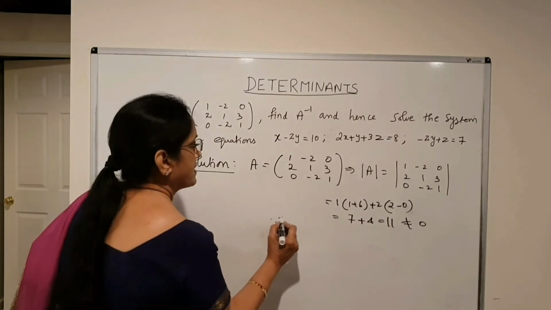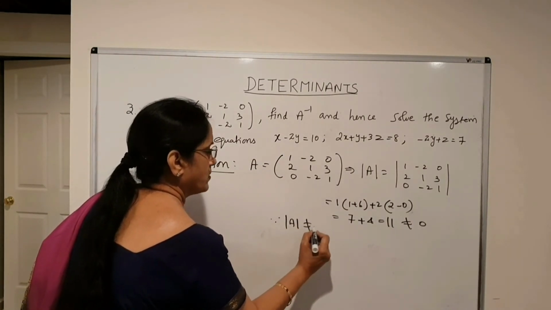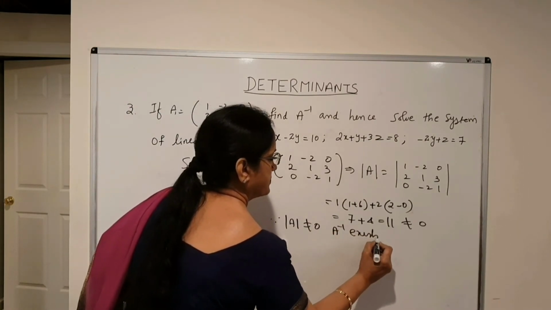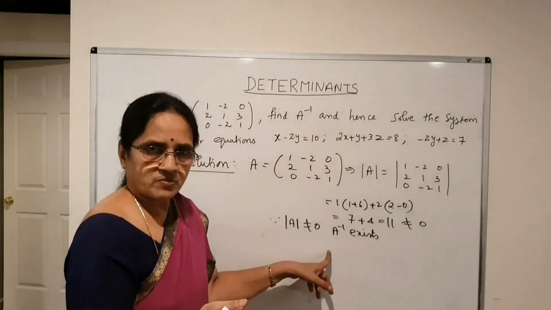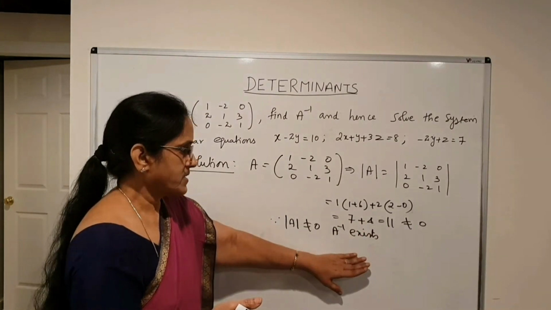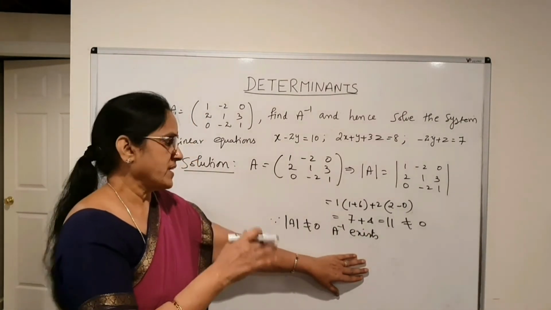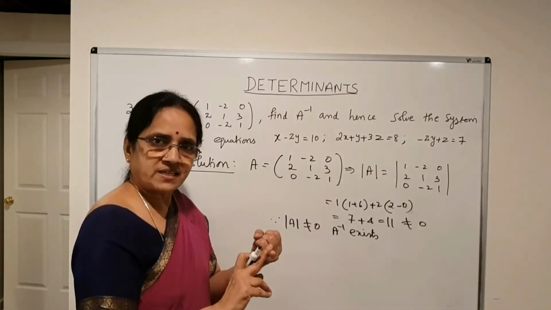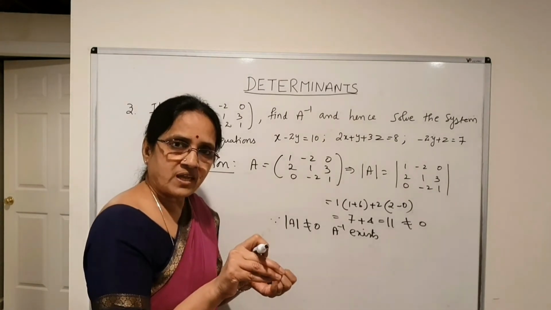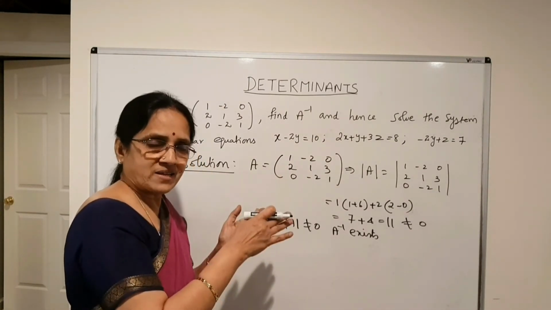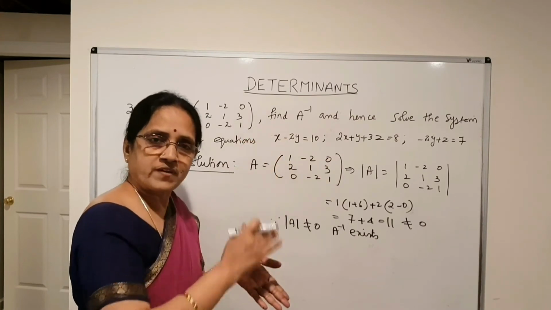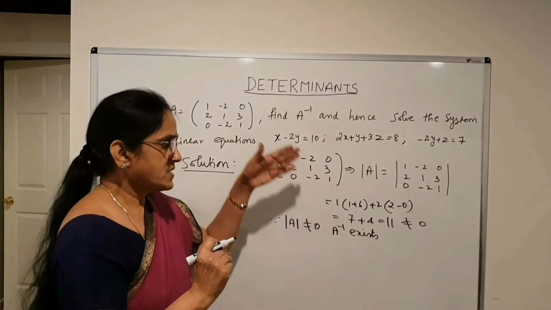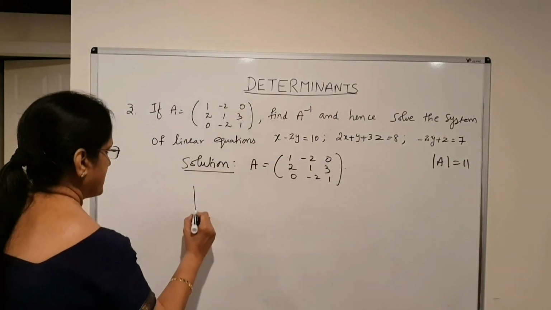Now, since determinant of A not equal to 0, A inverse exists or A is invertible. So this step is very important. Now that I have concluded A inverse exists, now it is easy for me to find out. I need to find out adjoint of A. To find out adjoint of A, I need to find out the cofactor matrix. Because transpose of the cofactor matrix will give me adjoint of the matrix A. So let us do everything step by step, the minors and the cofactors.